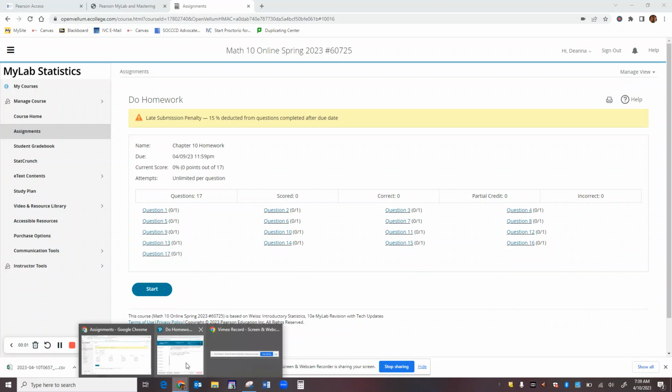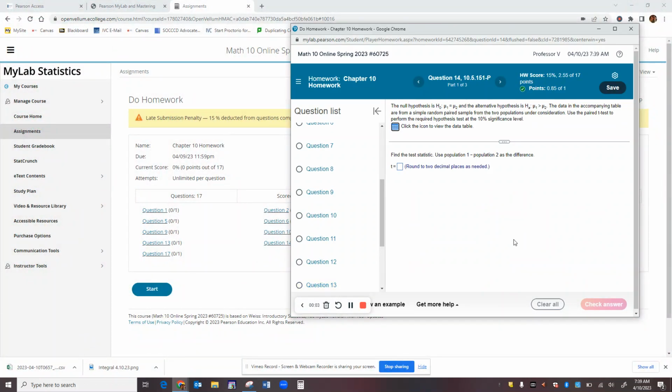Okay, students, so I know there's an issue with the paired t-tests in StatCrunch. So here's a workaround if it doesn't get resolved anytime soon, okay?